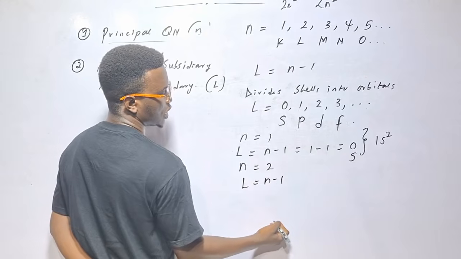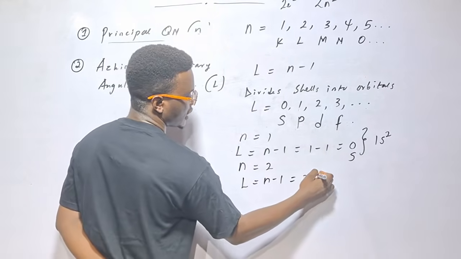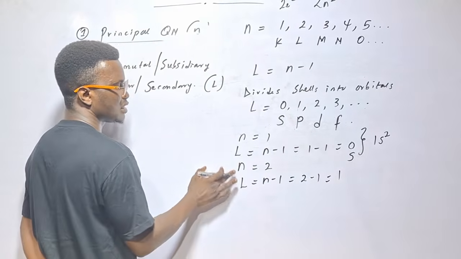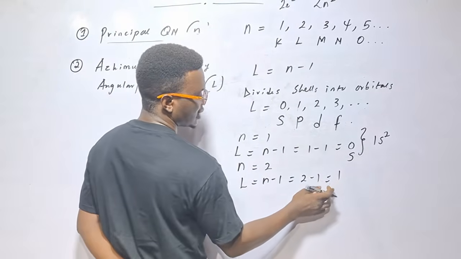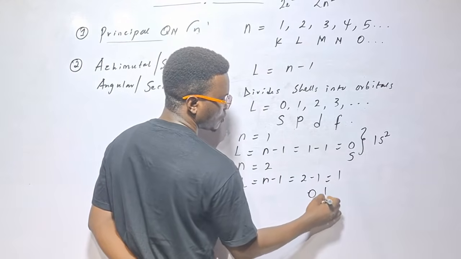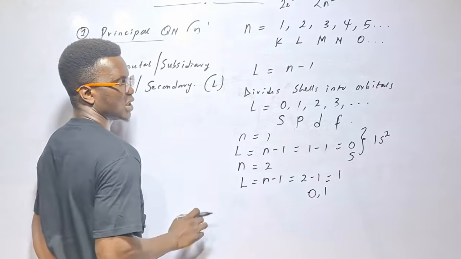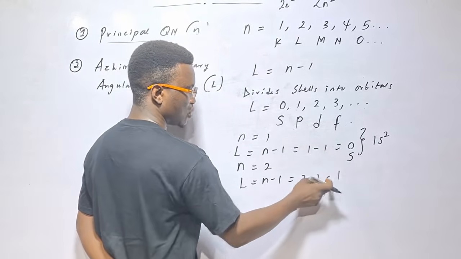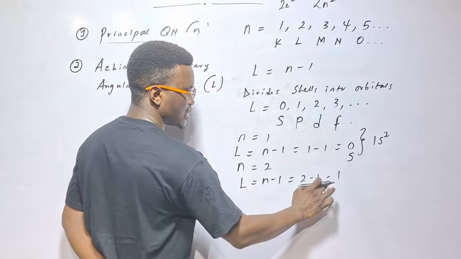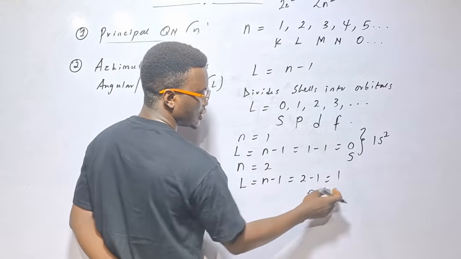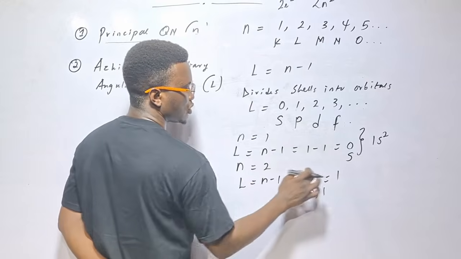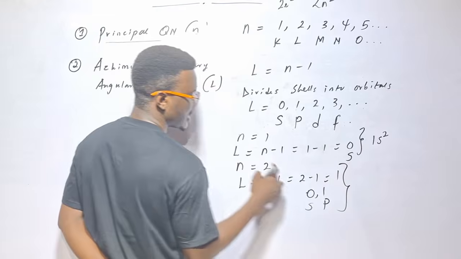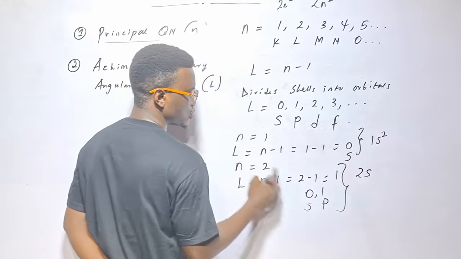L will be n minus 1. And n minus 1 is 2 minus 1, which is 1. That means L goes from 0 to 1, so that will be 0 and 1. You stop there. So this is S and this is P. If you take them together with n, this is 2S and this is 2P.